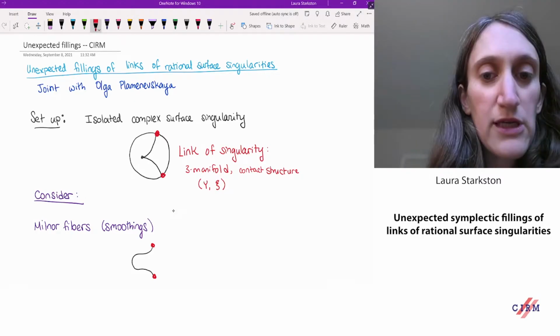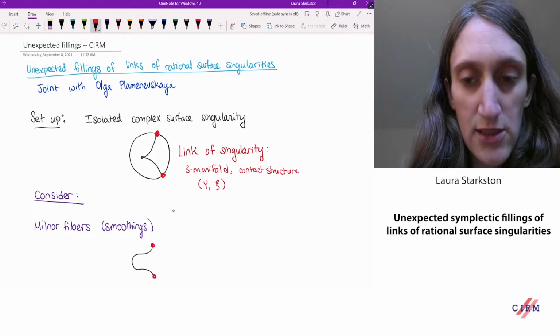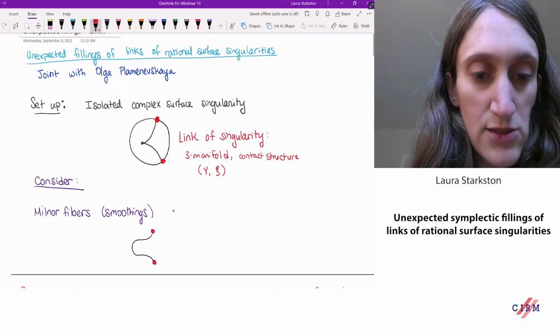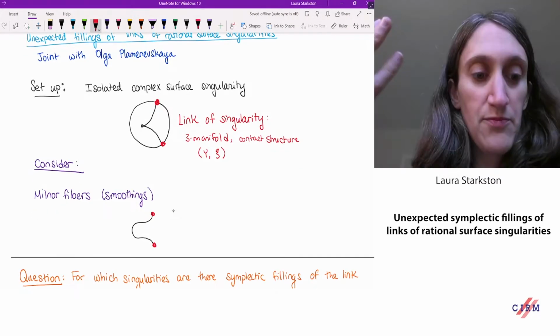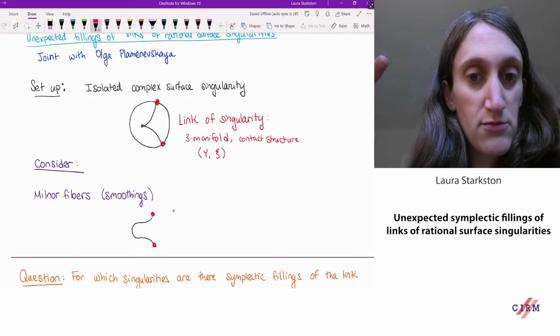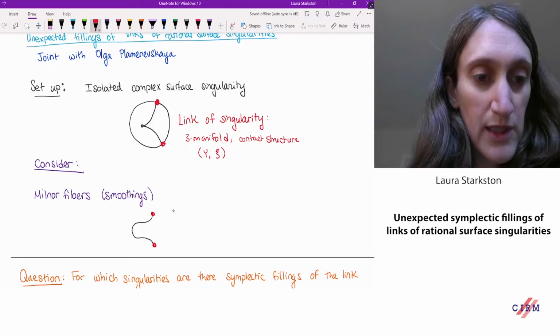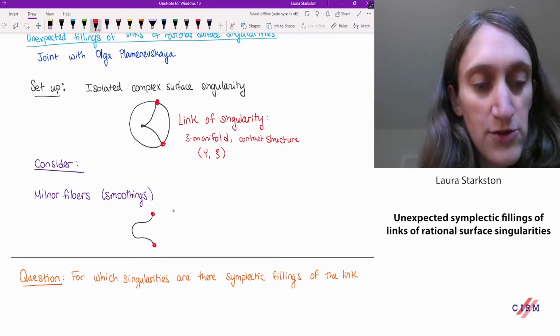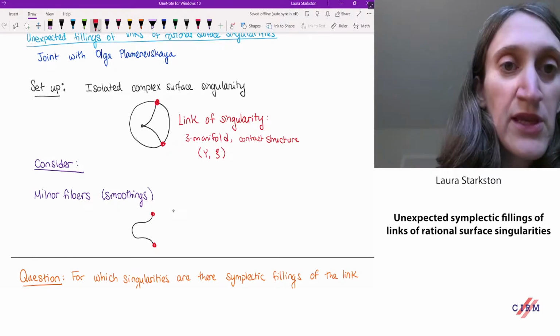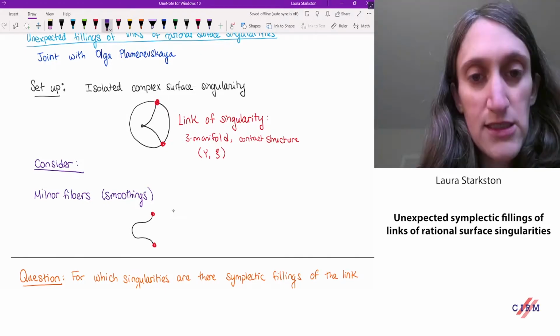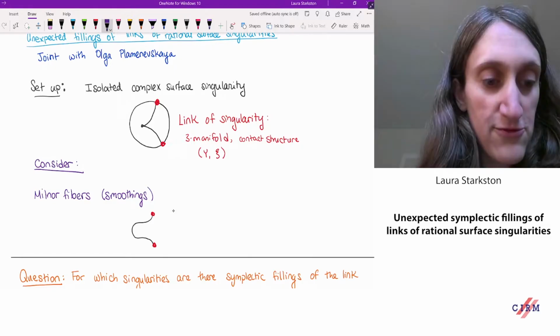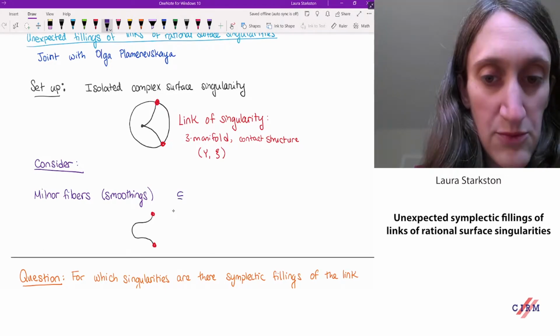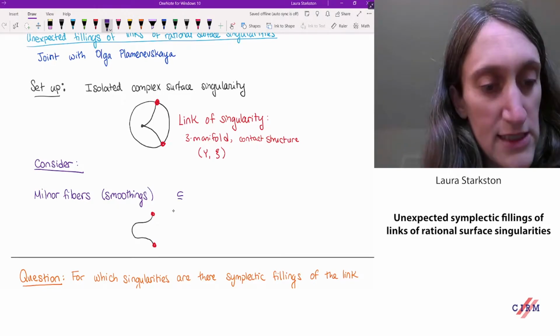So if you start with a singularity, you can of course consider its smoothings or Milnor fibers. And that gets you from a singular complex surface to a smooth complex surface. And the important property is that the boundary three manifold doesn't change. And in fact, the manifold as a contact manifold with its contact structure also doesn't change up to contactomorphism. So one way to generalize these smoothings, which have a nice complex structure, is to look at just any symplectic manifold which has that contact manifold as its boundary.